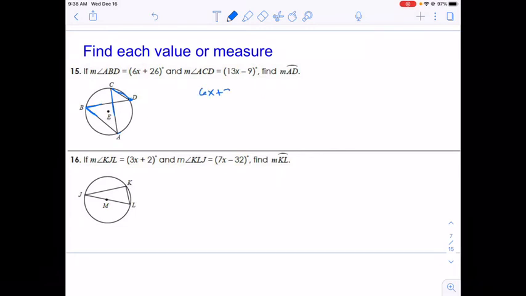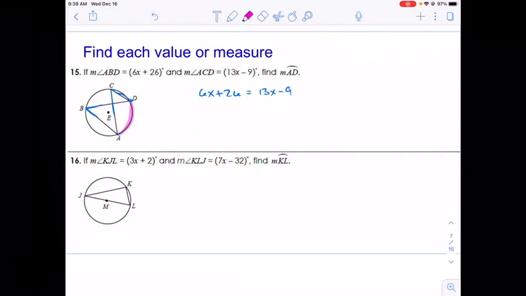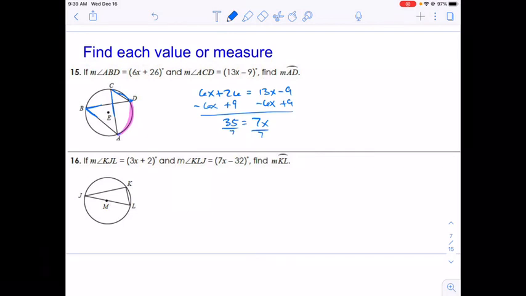So that tells us that we can set these equal to each other. So 6x plus 26 is equal to 13x minus 9. Now what we're trying to find is arc AD, which means that once we find our x, we have to plug it back in and find the angle, and then double it to find our arc. So solve for x. So bring our 6x to the 13, which means I'm going to bring the 9 to the 26. This will be 35 is equal to 7x. Divided by 7, x is equal to 5.